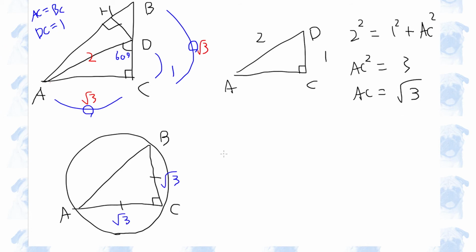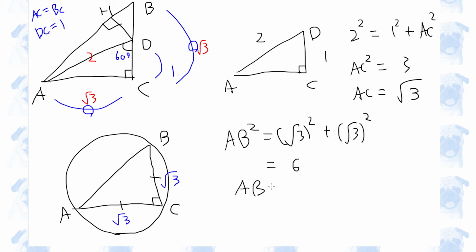So we can use the Pythagorean theorem once again to find the value of AB. AB squared is root 3 squared plus root 3 squared, which is 6. So AB is root 6. Therefore, the radius is 1/2 of root 6.